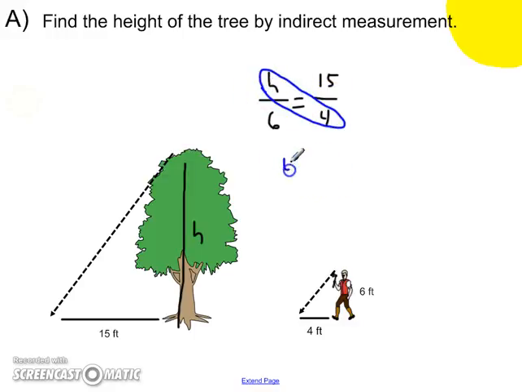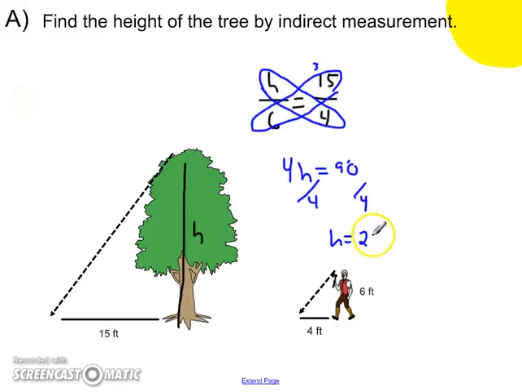Okay, 4 times H is 4H. Get my little butterfly here. 6 times 15: 6 times 5 is 30. Carry my 3. 6 plus 3 is 9. And then if I divide by 4, H equals, let's see, 4 goes into 9 twice with 1 left over. 4 goes into 10 twice with 2 left over. 4 goes into 20 5 times, so 22 and a half feet.